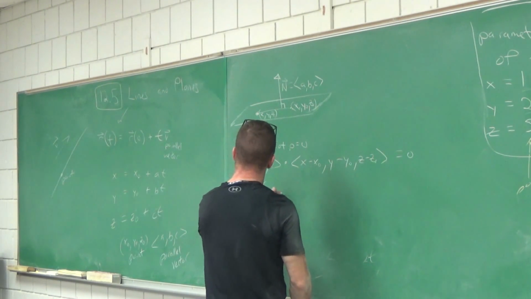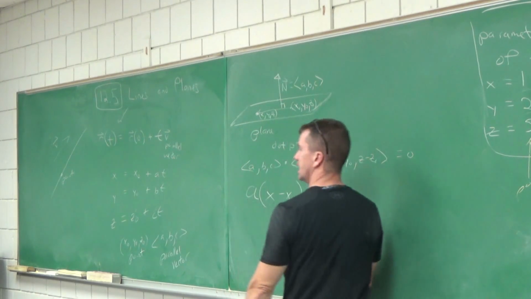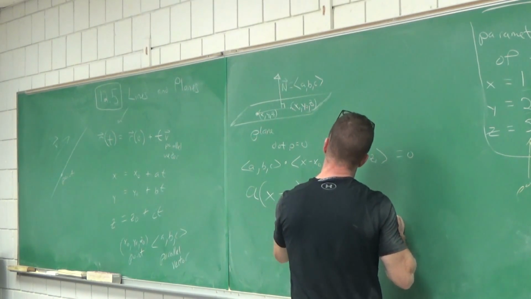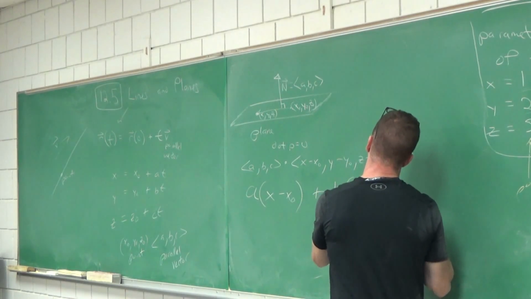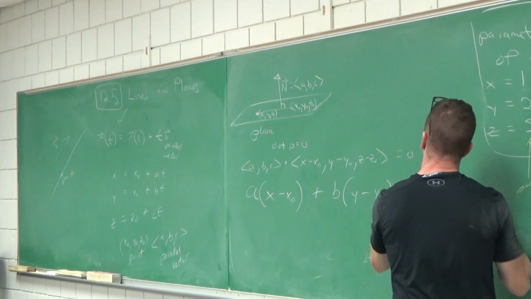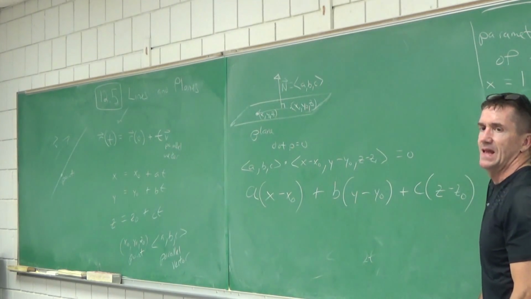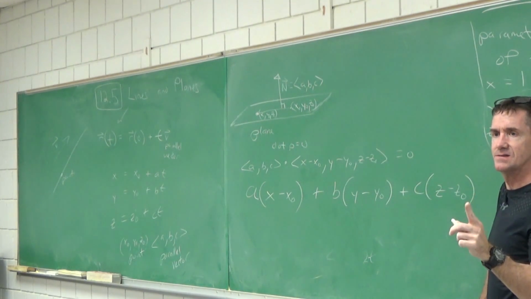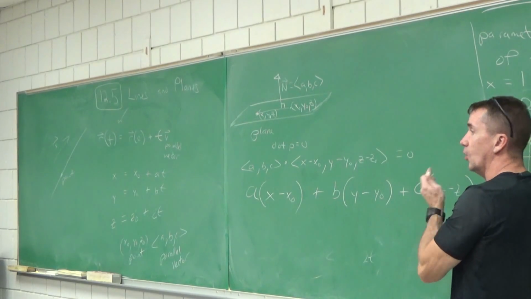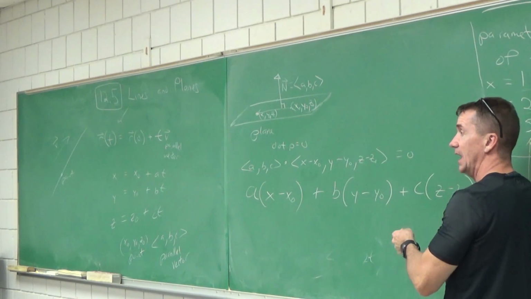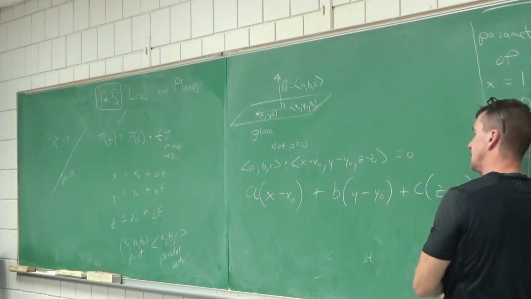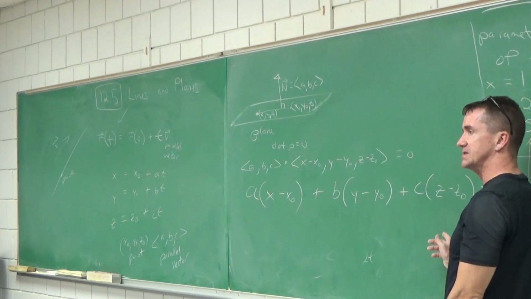A times, this is what I'm going to leave up all class, A times x minus x naught plus b times y minus y naught plus c times z minus z naught. And I don't want you to forget this on the test. Is that it? Is that the equation of a plane? Hold up. Equals what? Equals 0. Always, dot product equals 0.